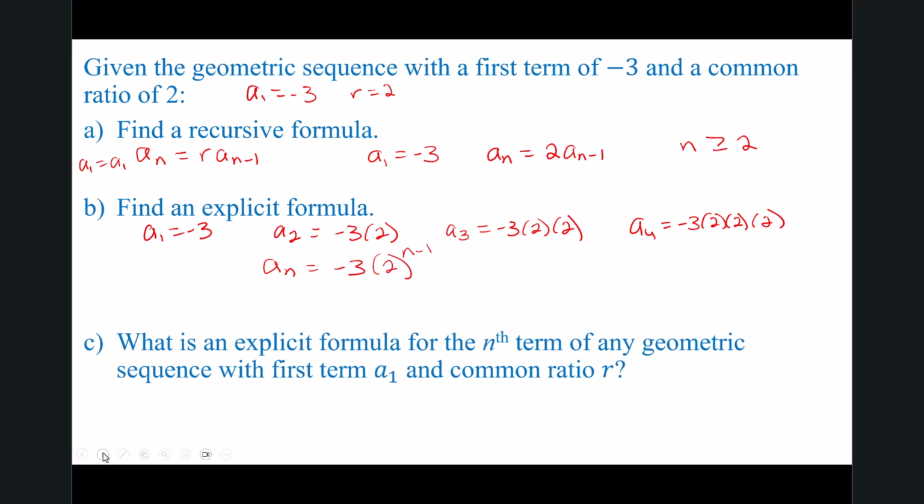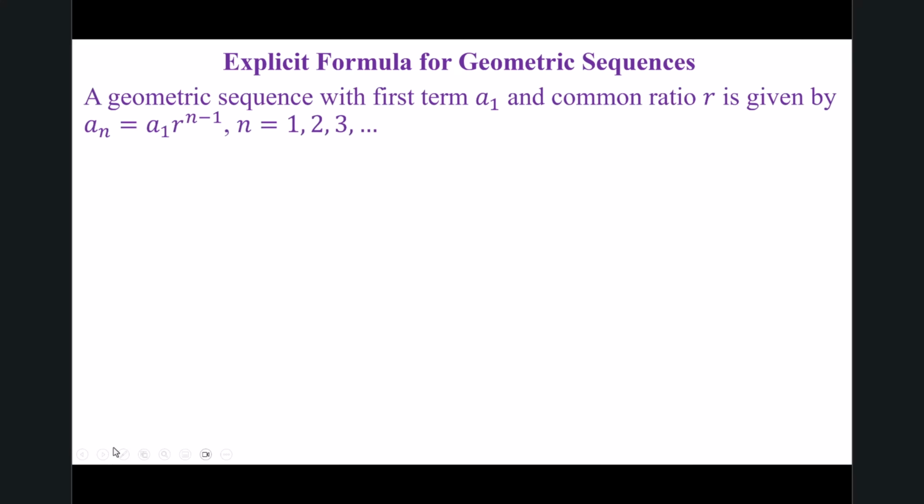So what is the explicit formula for any geometric sequence, of the first term a sub 1 and common ratio r? So the same thing that we got for part B, we're going to say a sub n equals the first term, whatever it is, times the common ratio to the n minus 1 power. And that gives us the explicit formula for a geometric sequence. So the explicit formula is a sub n equals a sub 1 times r to the n minus 1, where n is 1, 2, 3, whatever the term number you're looking for.